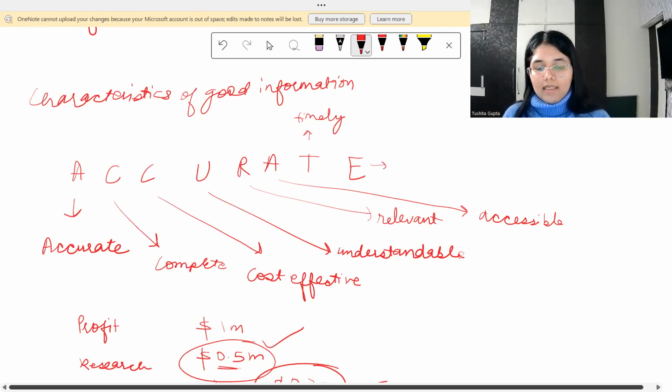Then the last E that we have is easy to use. So basically, this again is like a summary of all the things that we have talked about, that it should be understandable, it should be relevant, it should be timely, it should be accessible. So it should also be easy to use. The information should be simplified enough so that I'm also able to easily use that in my business. So basically, this acronym ACCURATE you can use to remember the characteristics of good information.